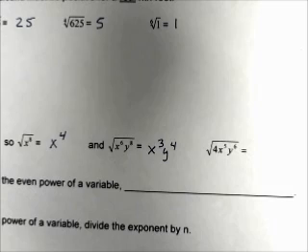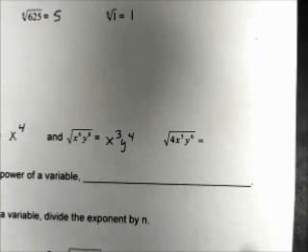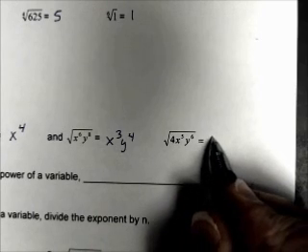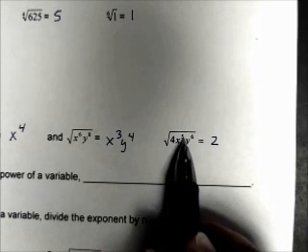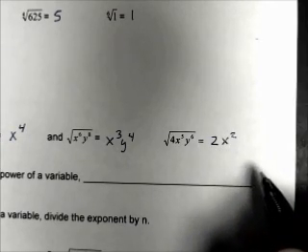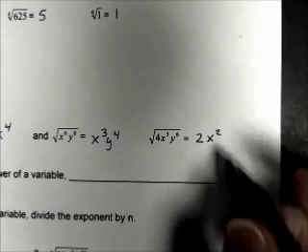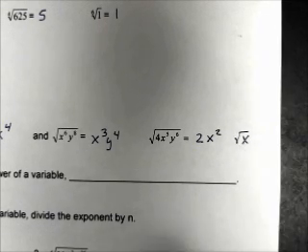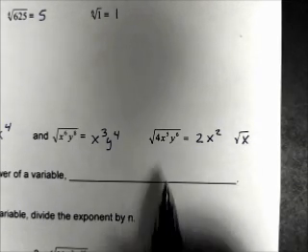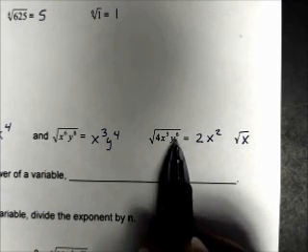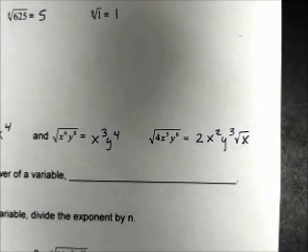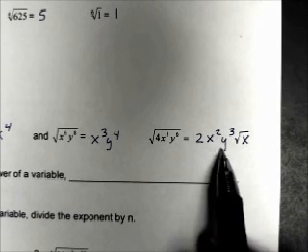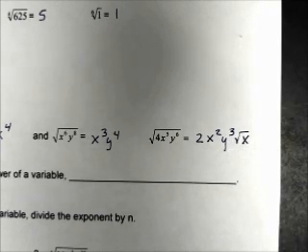And the square root of 4x to the 5th, y to the 6th. The square root of 4 is 2. The square root of x to the 5th, you're going to take the exponent 5, divide it by 2. 2 goes into 5 twice, so that'll give us x squared, with 1 left over. So a square root of x remains underneath the radical. The square root of y to the 6th, take 6, divide it by 2, and that's 3. So that's y to the 3rd. So our end result here is 2x squared y to the 3rd times the square root of x.